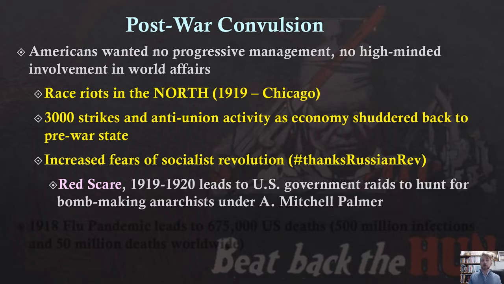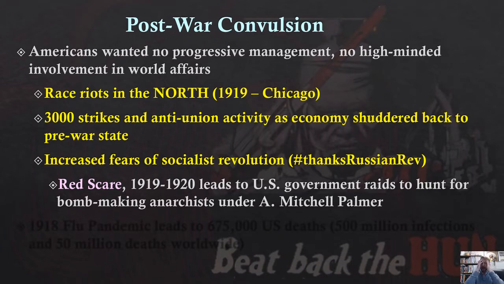Exacerbating that is, of course, race riots in the North. In 1919, Chicago is one of the worst. There are 3,000 strikes that break out as the economy is kind of shrinking back down to pre-war state. Socialism is a new scare thing that, thanks to the Russian Revolution, people are afraid the commies and the Reds are going to take over America. And in fact, actually 36 bombs mailed in 1919, leading people to think, the commies actually are bombing Americans. One of those bombs exploded the front of Attorney General A. Mitchell Palmer's house, so he went on a hunt for these bomb-making anarchists. He didn't find any. But Americans were still scared nonetheless. A red scare gripped them.